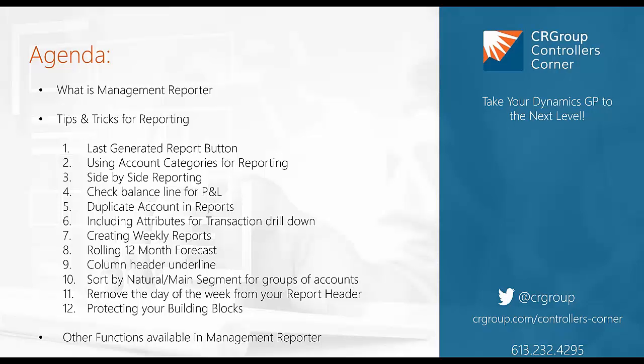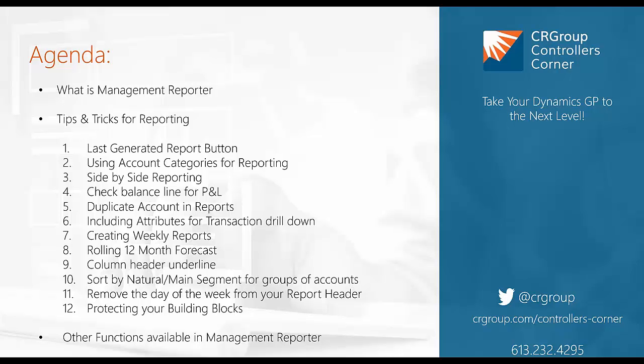We're going to look at how to use the last generated report button, which most people don't know exists. We're going to look at how you can use account categories from GP for creating row definitions for reports. Then we're going to look at how you can create side-by-side reporting. Next, we'll show you how to create a check balance line in your P&L to assist with reconciliation. We're going to show you how to easily identify if you have duplicate accounts in your row definition.